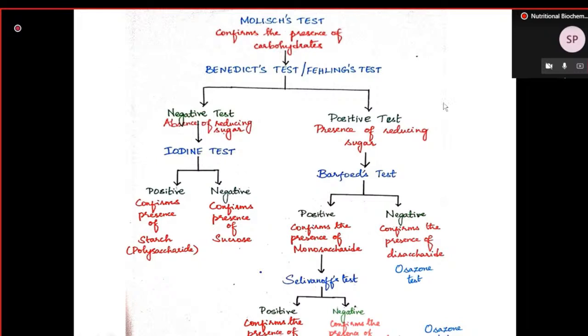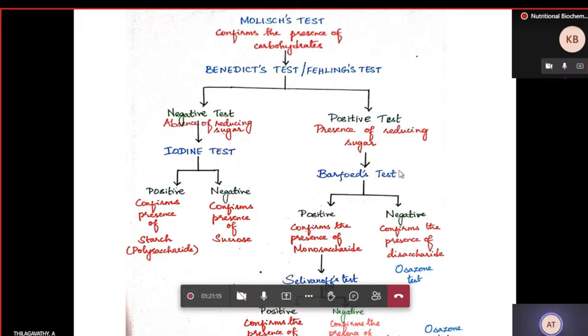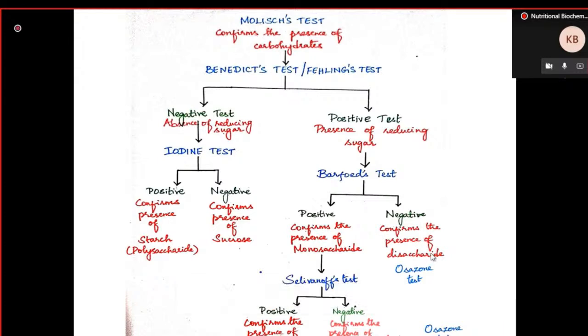Okay. In case you are getting Benedict's test positive, what does it show? It is a reducing sugar. Either it can be a monosaccharide or a disaccharide. What is the test which can distinguish between monosaccharide and a disaccharide? Barfoed's test. Okay, Barfoed's test positive confirms monosaccharide. Negative will show it is a disaccharide.